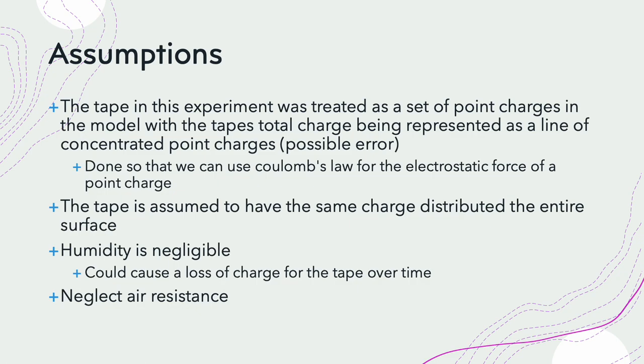Some of the assumptions made. The tape in this experiment was treated as a set of point charges in the model, with the tape's total charge being represented as a line of concentrated point charges. This could cause some possible error, as in reality, the pieces of tape are two solid pieces of material which are evenly charged throughout, and representing them as 10 point charges can cause possible error. This was done so that we use Coulomb's law for the electrostatic force of a point charge on all 10 point charges. The tape is assumed to have the same charge distributed across the entire surface. Humidity is negligible, which would cause loss of charge of the tape over time, and we also neglect air resistance.